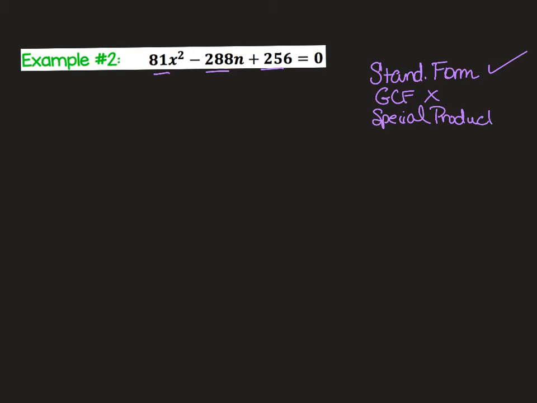And the answer is yes, because the first term here is a perfect square, because 9x quantity squared would be 81x squared, and the last term is a perfect square because 16 squared is 256. So I'm going to maybe assume that this is a special product, and then I'll check that it works for the inner term once I have that. So remember, it would be 2 parentheses if it's a perfect square trinomial. We got it from squaring a binomial.